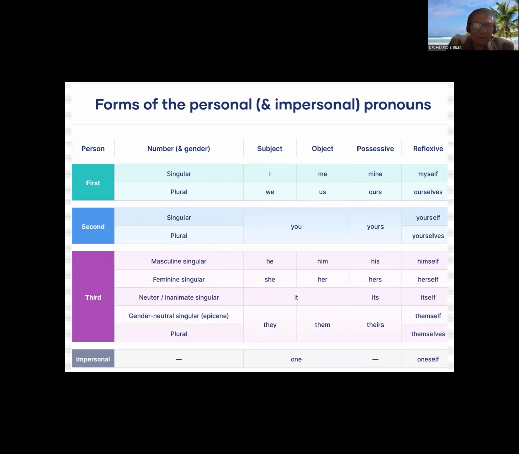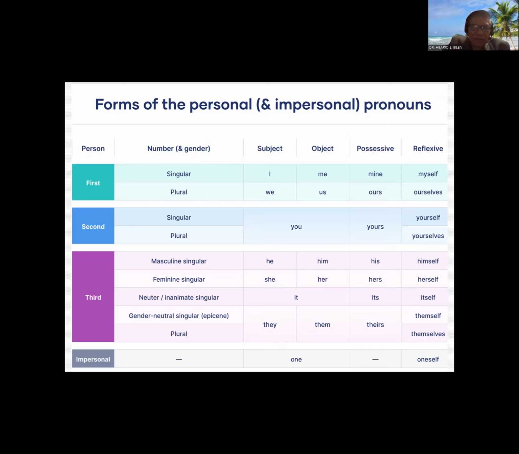Now, there are the forms of the personal and impersonal pronouns. Again, we have the person from first, the second person, the third, and the impersonal. We have the number and the gender. Under this, we have the subject, the object, the possessive, and the reflexive pronouns. Okay? We come again, take note.